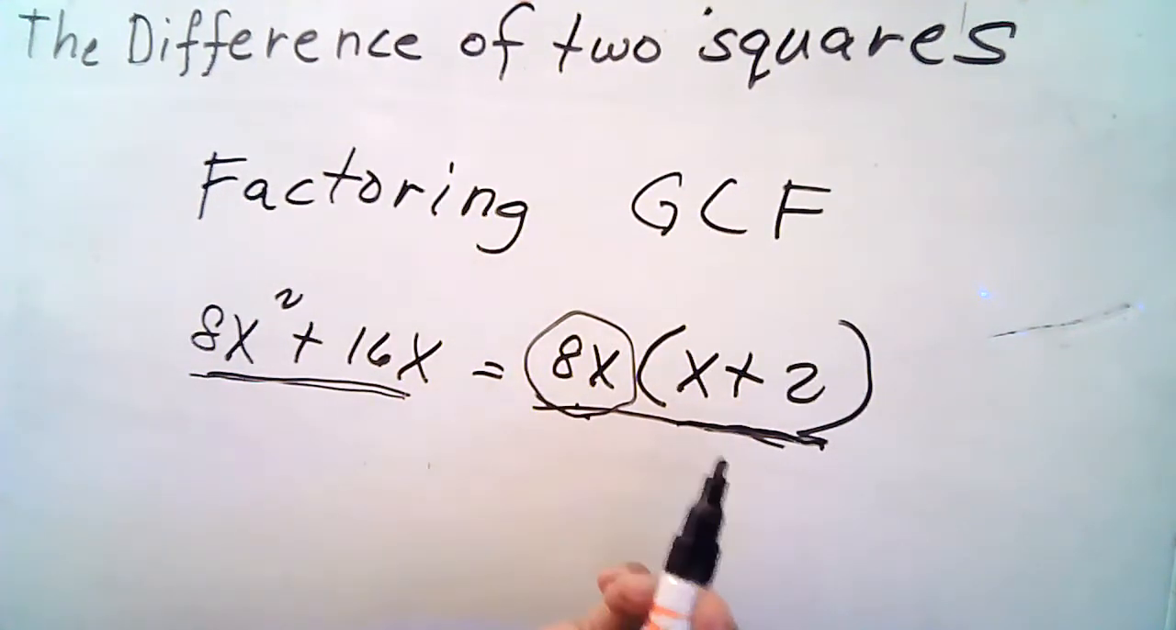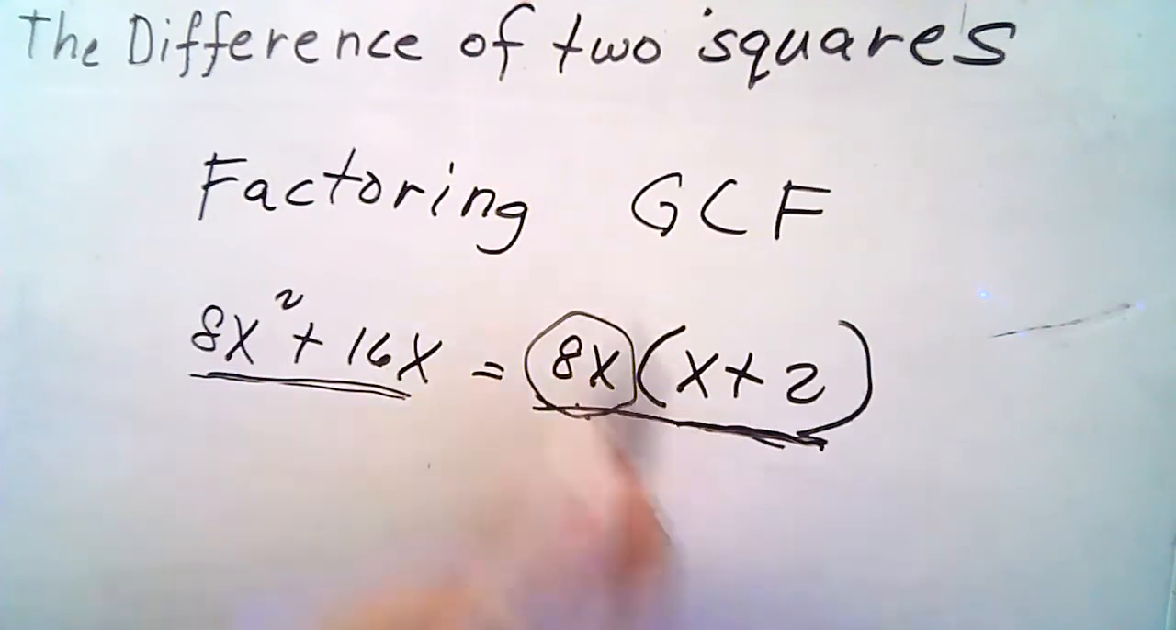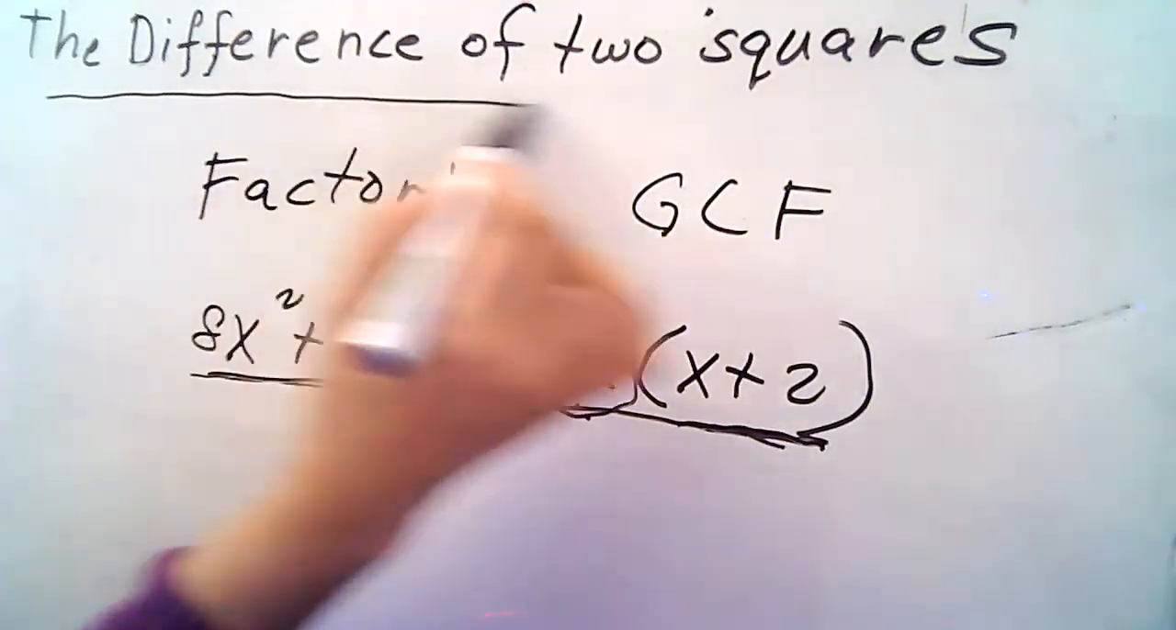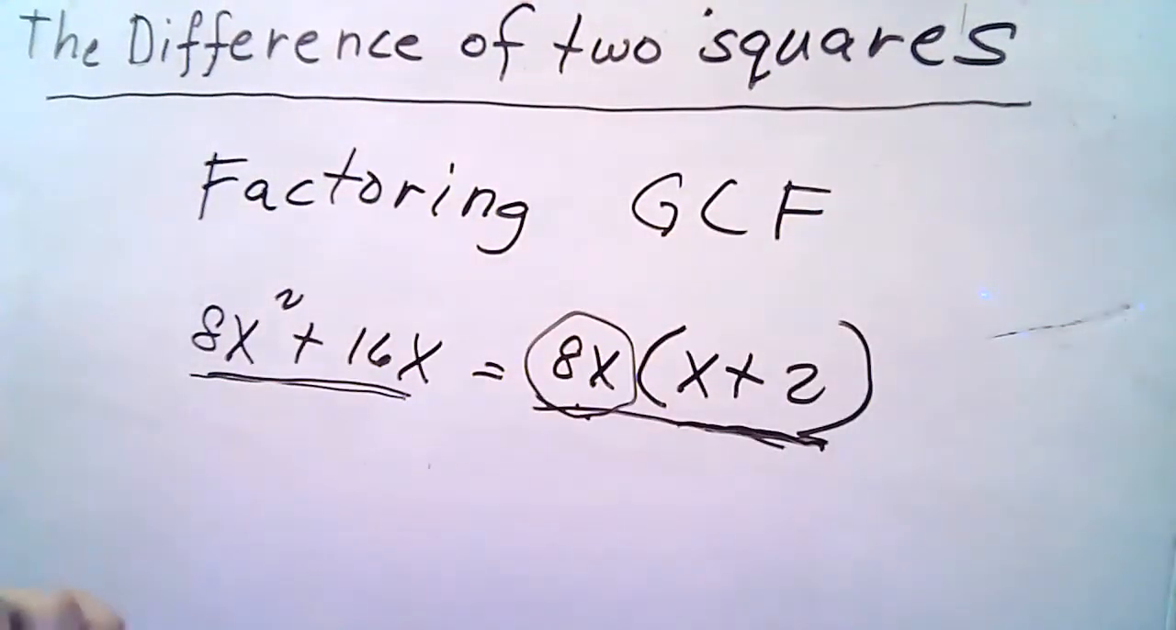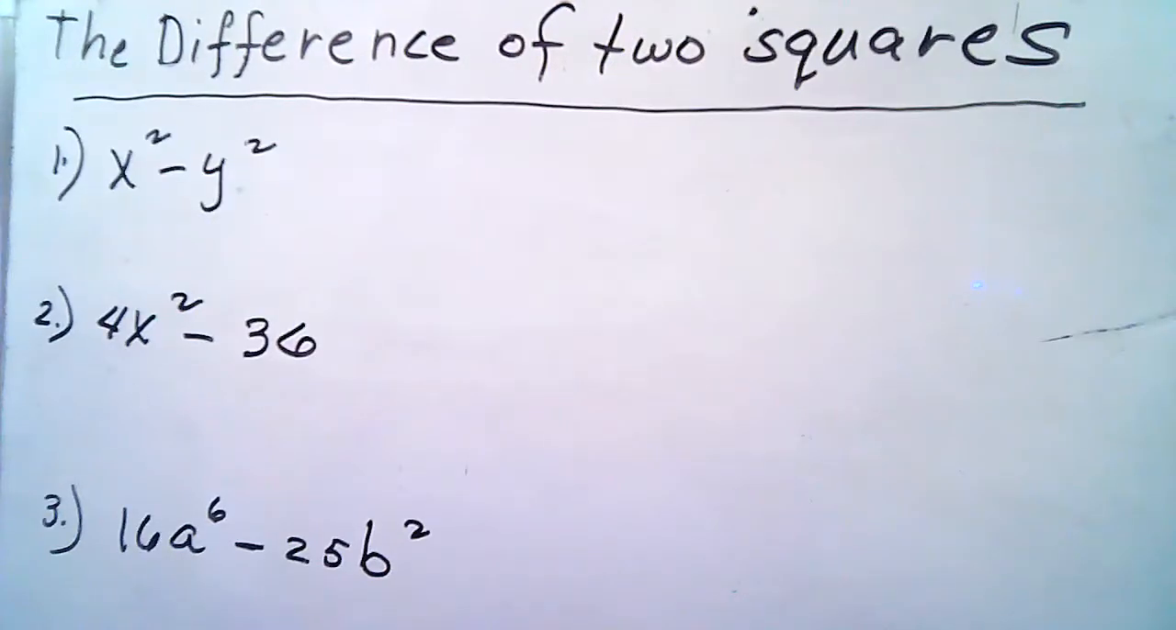But now we're going to move to the next type of factoring, which is the difference of two squares. I'll show you some examples for you to have a better understanding of this lesson. Okay? These expressions are called the difference of two squares.